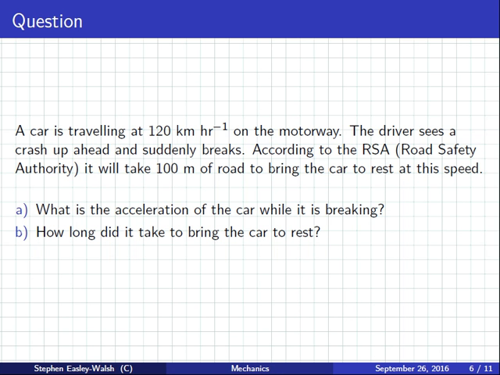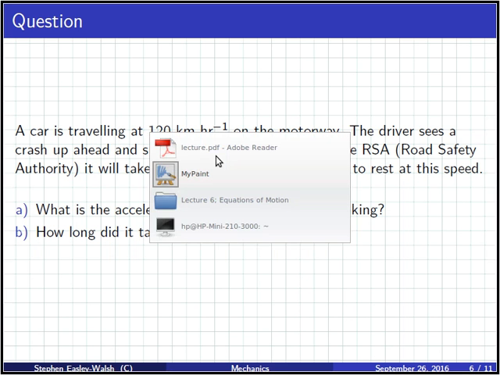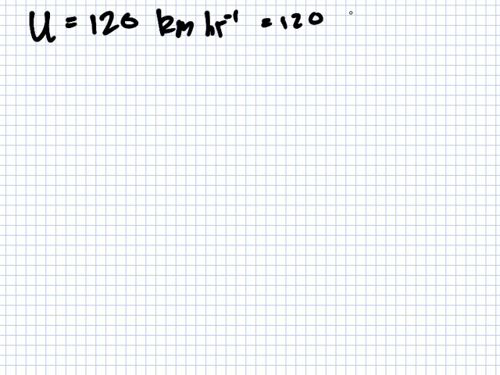Okay, ready to do this one? Yep. So, here, what's the U? It's 120 kilometers per hour, and we'll need to change that. That's 120, and a kilometer is 1,000, and an hour is 3,600 seconds, so that's meters per second. So the U is whatever that is. Does somebody have that? 120,000 over 3,600.